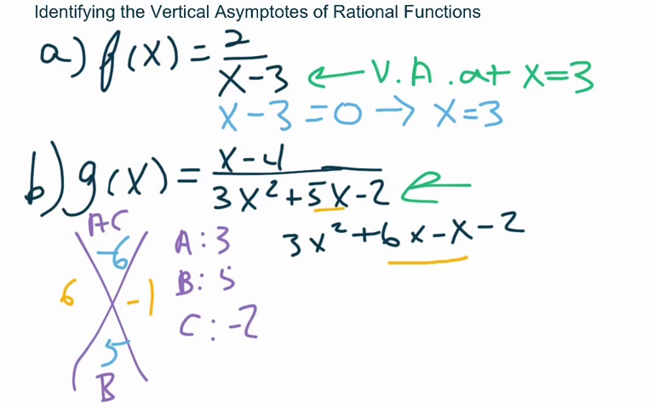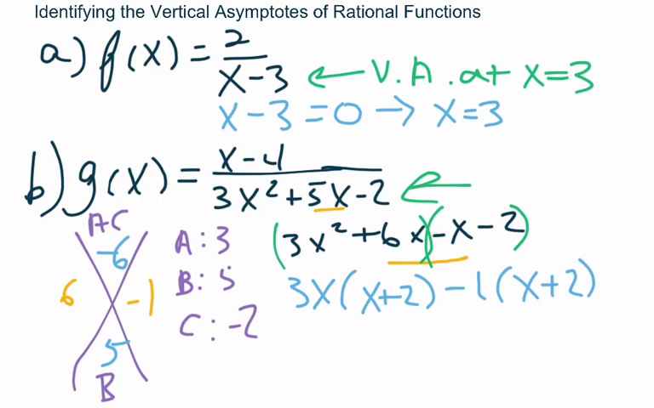Okay, so now we'll group our first two terms and our last two terms. We'll factor the GCF from our first term, which is 3x. That leaves us with x plus 2. And then we'll factor negative 1 from the second set of parentheses, which leaves us with x plus 2. Now we can factor our greatest common factor, which is the binomial x plus 2. And that leaves us with 3x minus 1, which goes in the second factor.